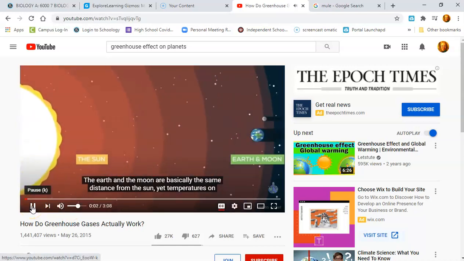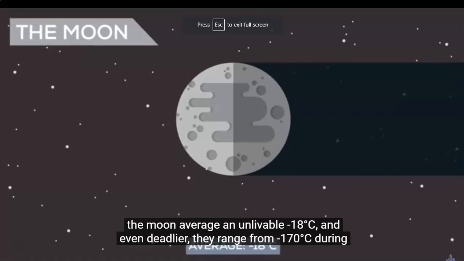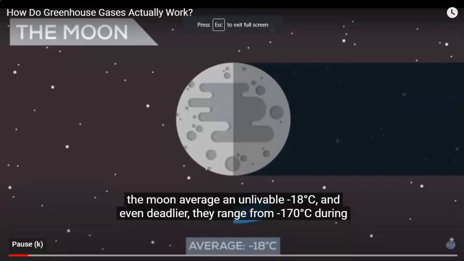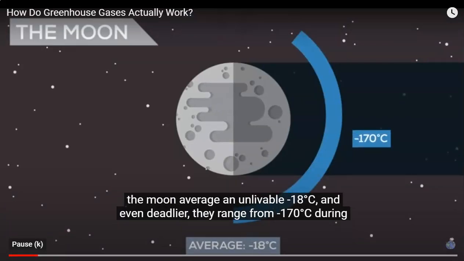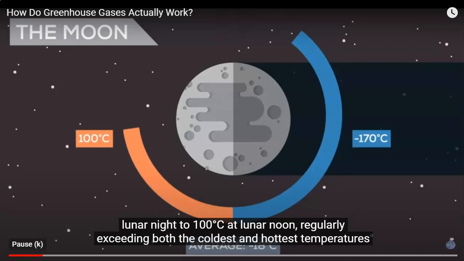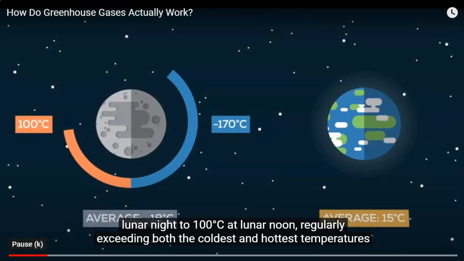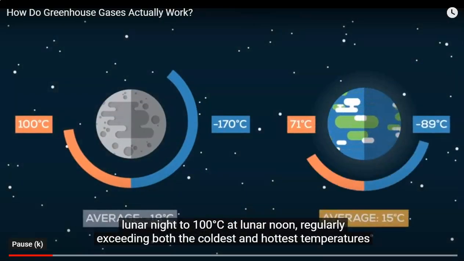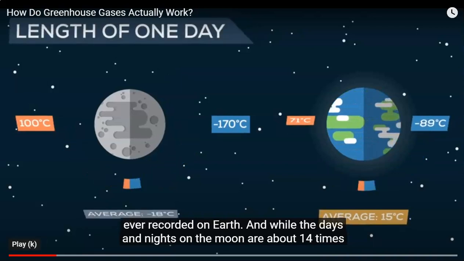The Earth and the Moon are basically the same distance from the Sun, yet temperatures on the Moon average an unlivable -18 degrees Celsius. And even deadlier, they range from -170 Celsius during lunar night to 100 Celsius at lunar noon, regularly exceeding both the coldest and hottest temperatures ever recorded on Earth.